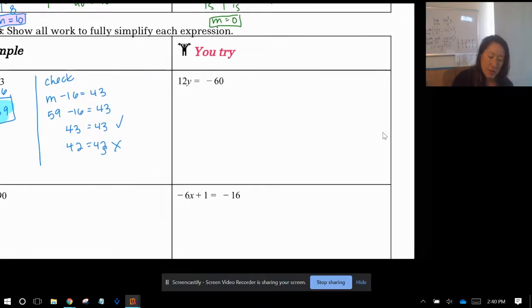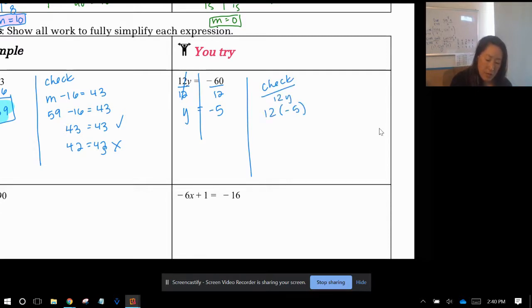Okay, you try. What is the 12 doing to the y? It's multiplying. So its inverse operation would be to divide. Our goal is to make a 1y. So 12 divided by 12 is 1. So I get y is equal to, 12 goes into 60, negative 5 times. Okay, so I'm going to check. 12y is equal to negative 60, so 12 times negative 5 is negative 60, which is equal to negative 60.